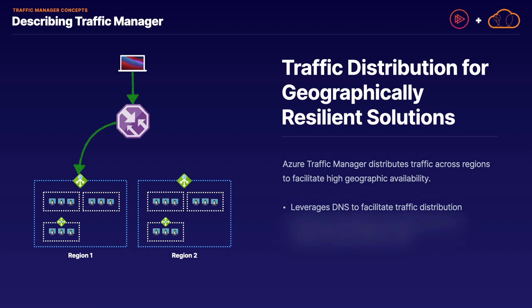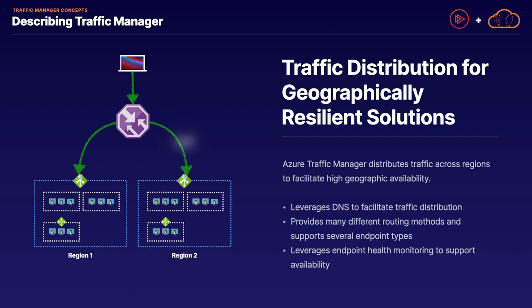And it provides many different routing methods to determine how we're going to balance traffic to those resources that we have as the backends for our Traffic Manager. It supports several endpoint types: those that are in Azure, those that are on-prem, and nested endpoint types, which are essentially Traffic Managers within Traffic Manager. And it also leverages endpoint health monitoring like our other load balancing solutions, using a health probe that uses HTTPS to check on the health of those resources in our backend.